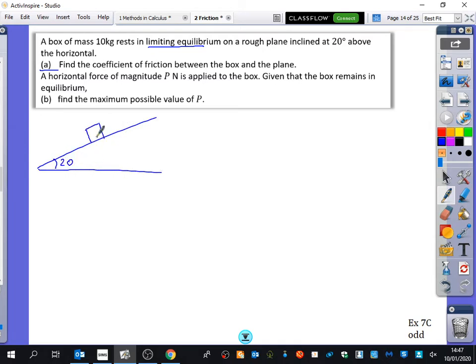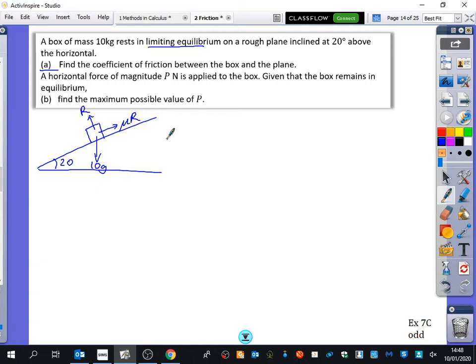20 degrees, 10G, R. Right, it's in limiting equilibrium. It's a rough plane. Which direction does the box want to move? So friction, great. It wants to move down, friction goes up. So this should be pretty easy now to find out the other forces.